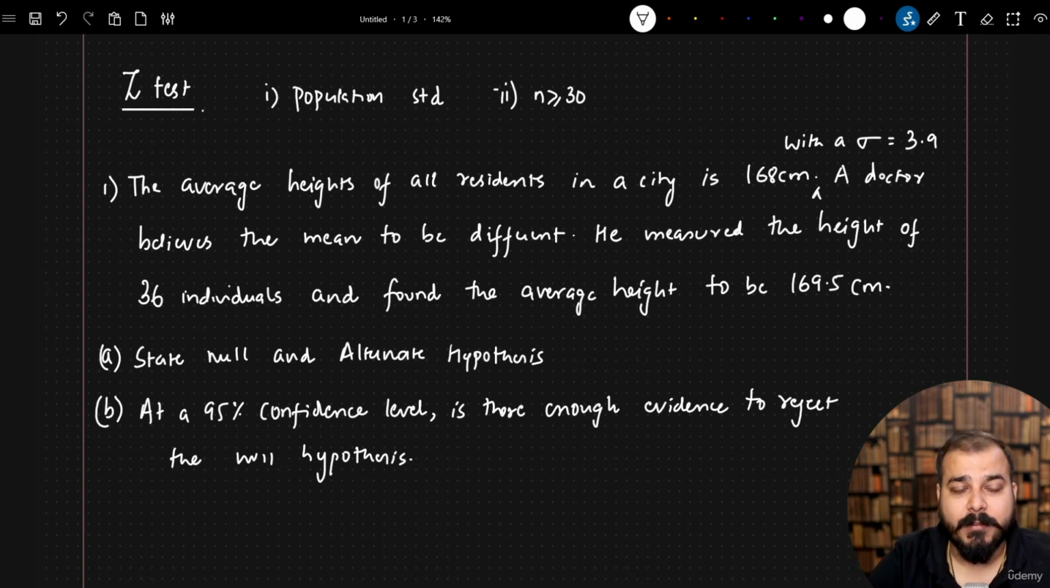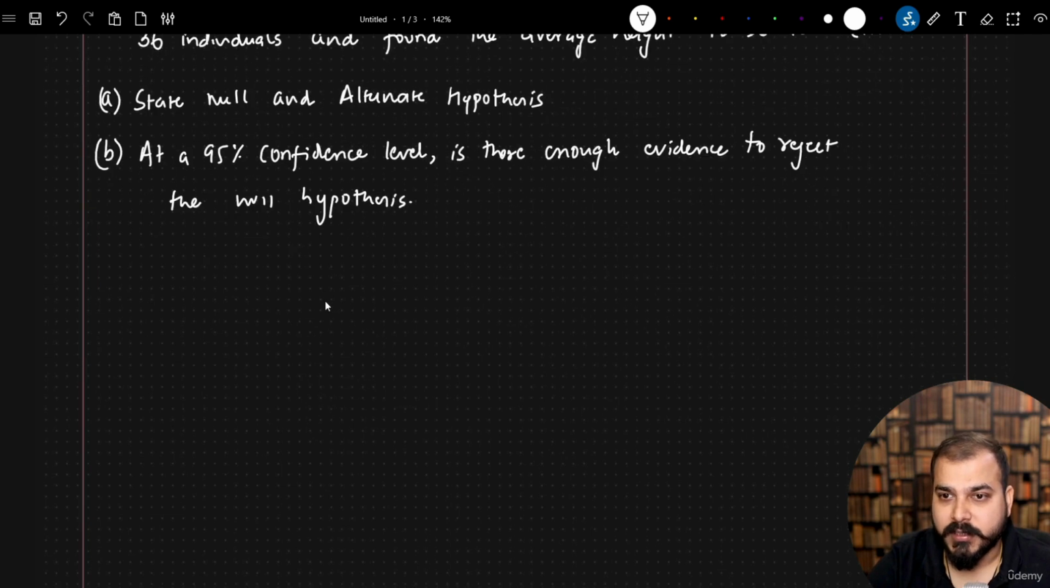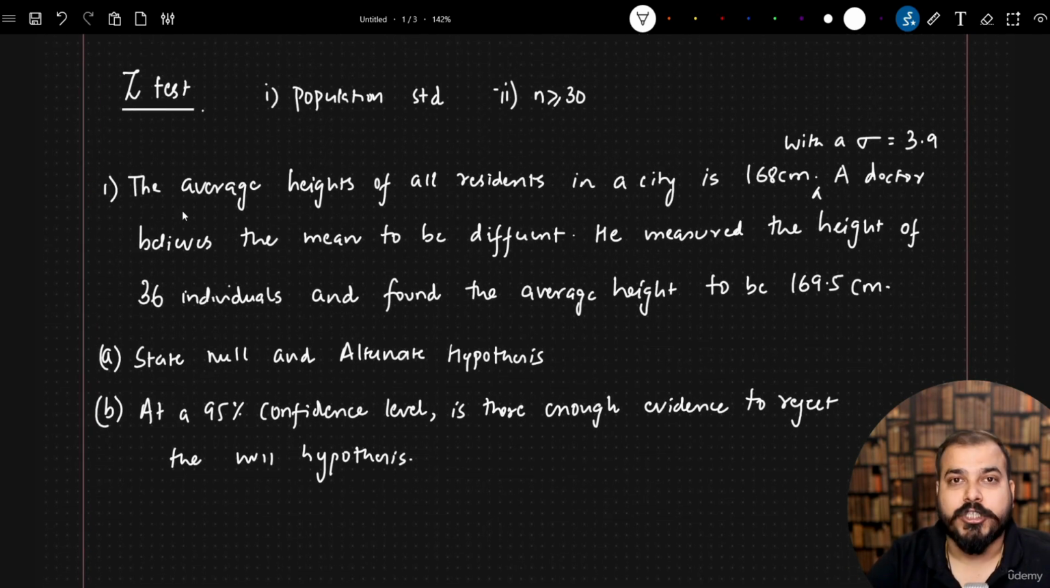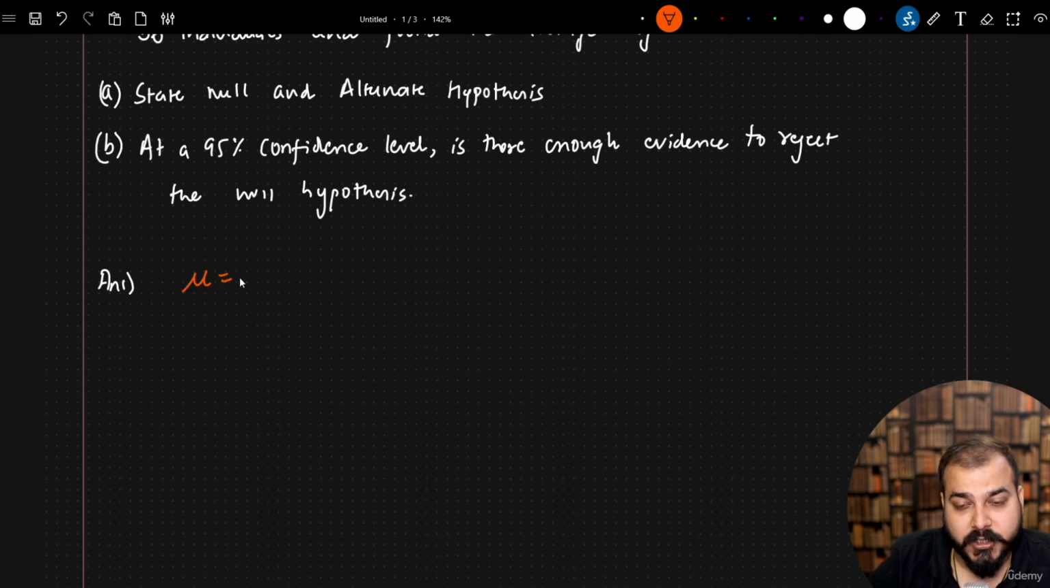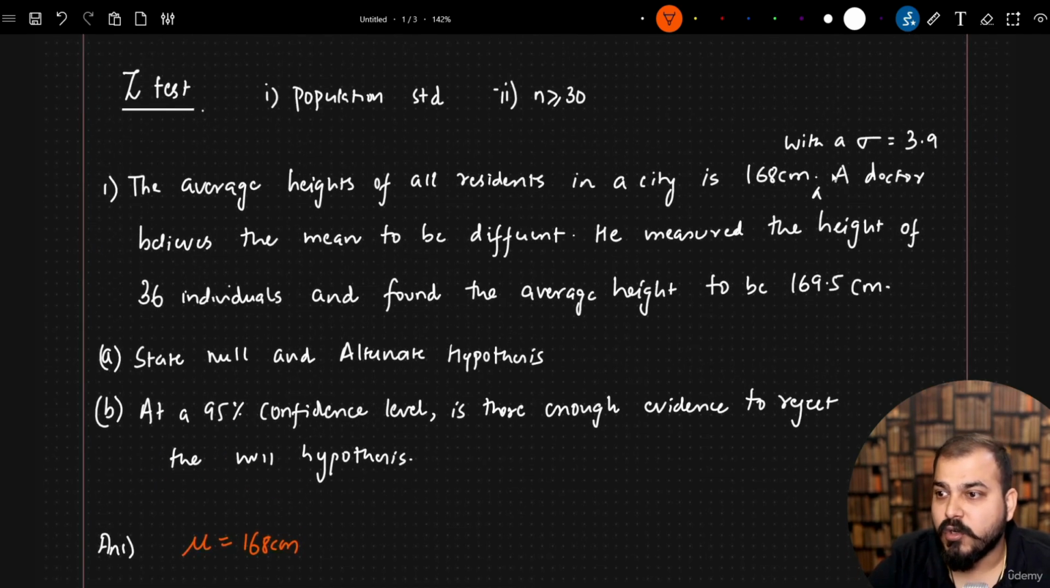Now let's solve a problem statement, and over here we will be doing multiple things. We will try to understand the Z-test as such. So without wasting any time, let's go ahead. Now, let's read the question first of all. The average height of all the residents in a city is 168 centimeters. So my first data is that I know the population mean. Here, the population mean is 168 centimeters.